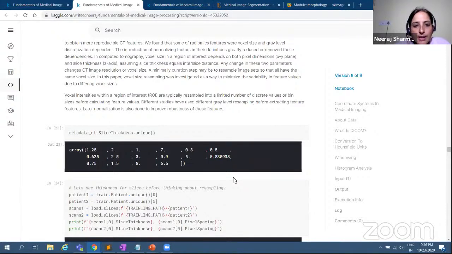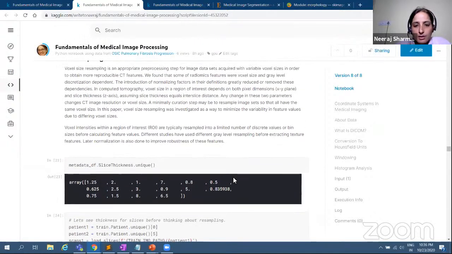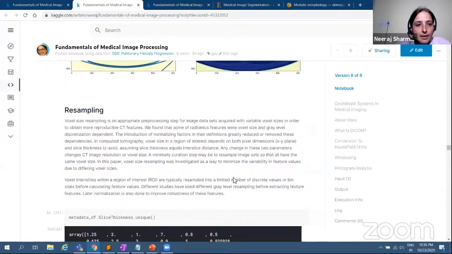And if the voxel size is different, then if we feed this data with different voxel sizes to the CNNs, we will definitely not get good results. So to get rid of this problem of different slice thickness or different voxel sizes, we do the resampling here.